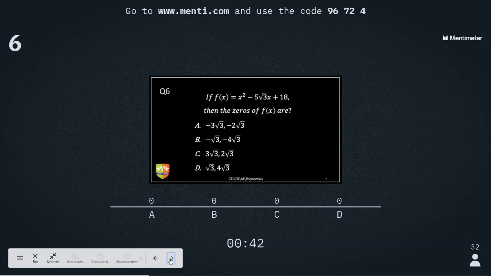You know how to find a zero? We discussed it in the class also. Right, last 20 seconds, guys. Very easy question, I believe.